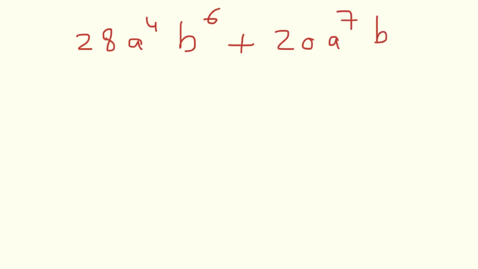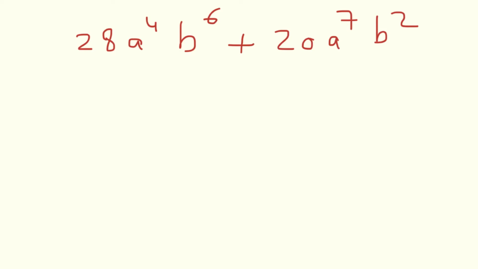So 28a⁴b⁶ plus 20a⁷b². Okay, so I want to factor this, which means not just looking for the common factor, I want the common factor and what remains also after taking the common factor out.